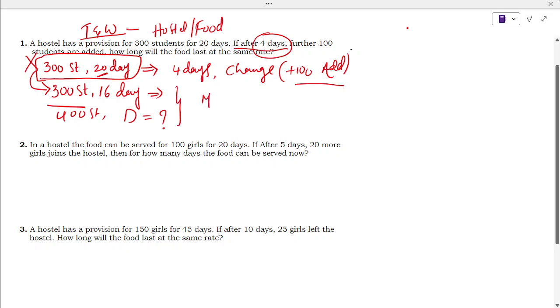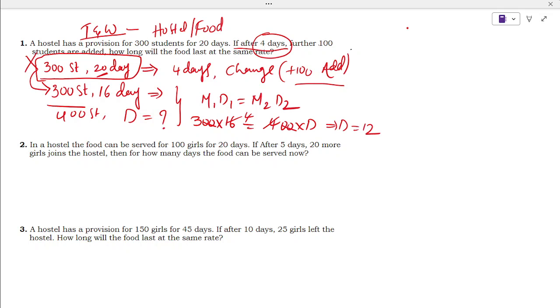So I can use the formula M1D1 is equal to M2D2 from the chain rule of time and work. If for 300 students the food is served for 16 days, then for 400 students, for how many days will the food be served? 20 cancels, 4 ones are 4, 4 fours are 16. So D is equal to 12 days. That means for the next 12 days the food will be served with the changed hostel strength.